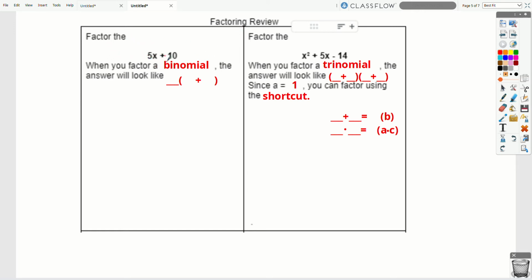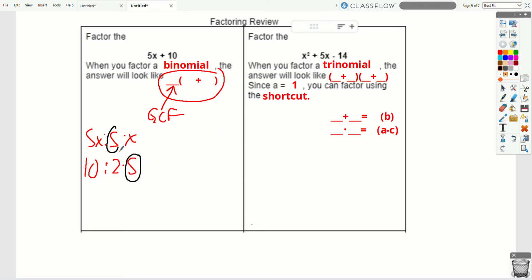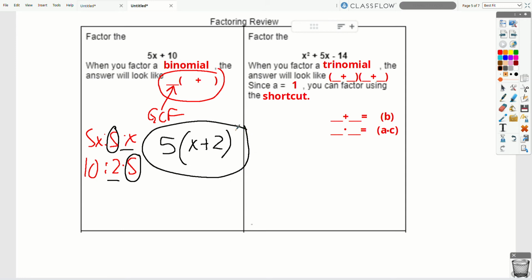So whenever we factor a binomial with two terms like this, the answer will always look like so. And so we remember the GCF is out in front. And so we can find the GCF of 5x and 10. 5x is 5 times x, 10 is 2 times 5. GCF here is the number 5. So that number goes out front, and then we see here times x plus 2. So that's how we factor binomials.